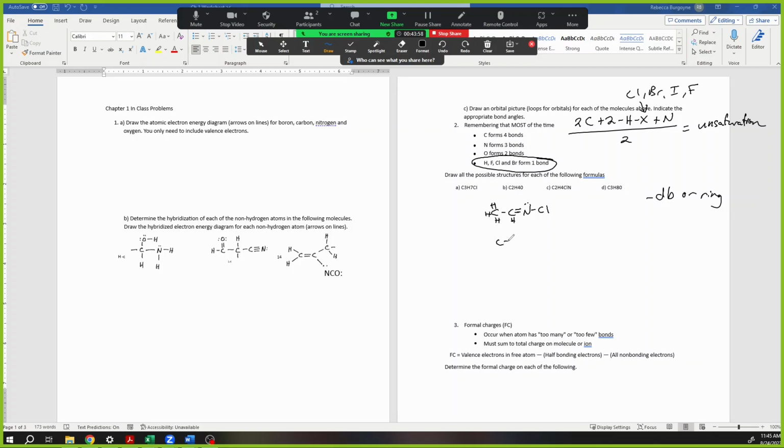Okay, so carbon, double, double, carbon, and then nitrogen. Okay, then where are we putting our chlorine? Okay, and then our hydrogens.